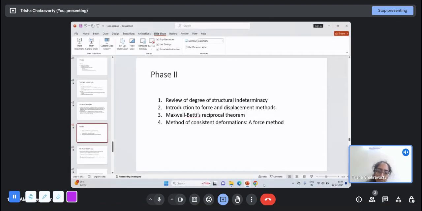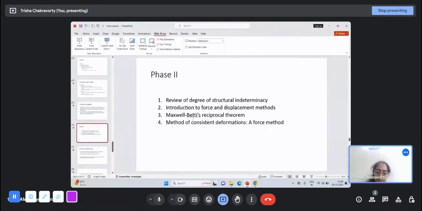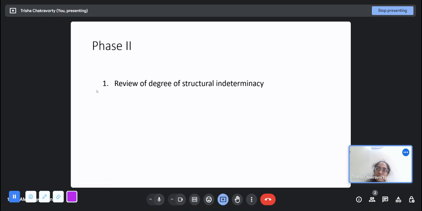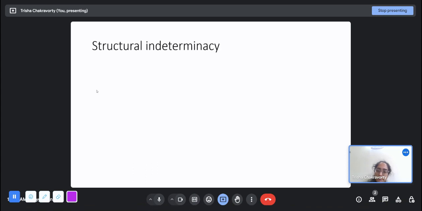Then we move to phase two, which is the indeterminate phase. We start with a review of the degree of structure indeterminacy. We looked at it in the beginning as well, but here we see how to calculate the exact degree of structure indeterminacy for various structures. Then an introduction to force and displacement methods. They are the two kinds of approaches that we adopt to solve indeterminate structures. And Maxwell-Betti's reciprocal theorem and the method of consistent deformation, that is the force method.